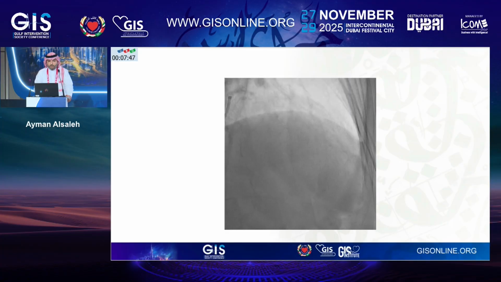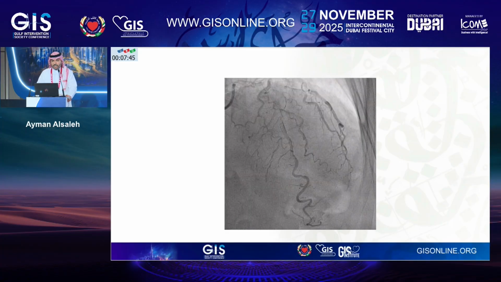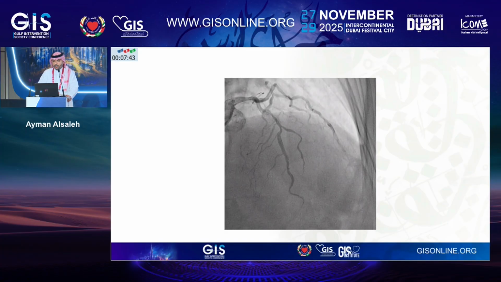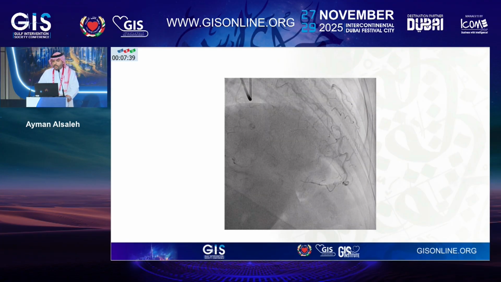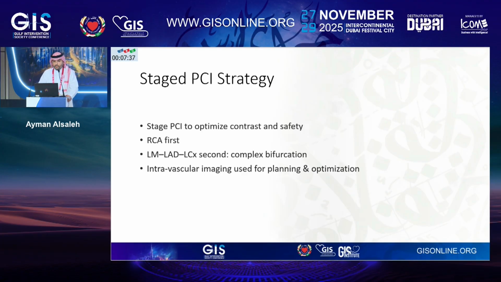So what was our approach? This shows the proximal LAD significant disease, and these are further views. This was done in a different hospital. So what is our strategy? These are the points that we want to tackle as take-home messages. We decided to use a staged PCI approach, starting with the RCA, and then leaving the bifurcation LAD disease to a later setting.